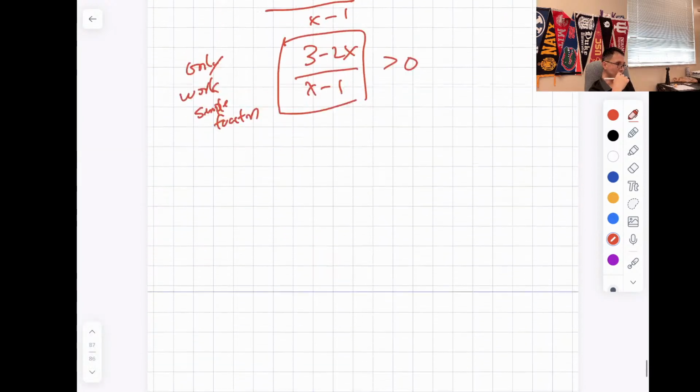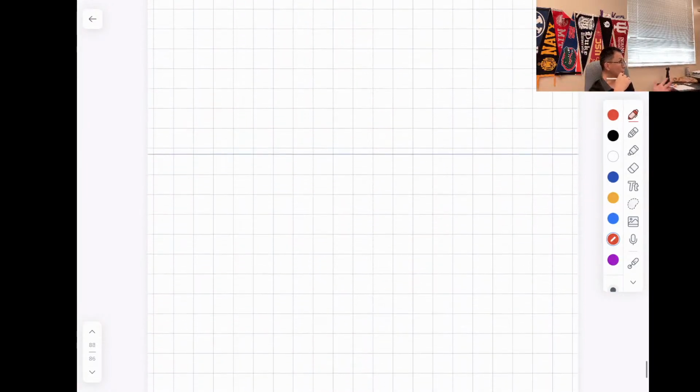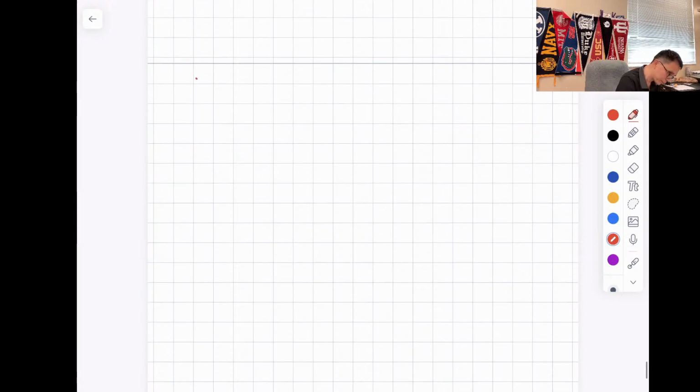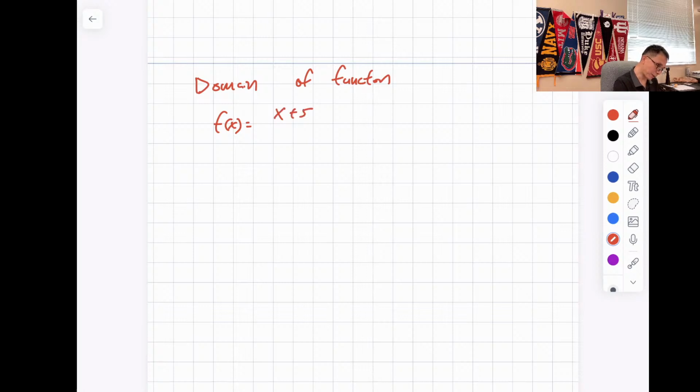Since we are here, I want to talk about domain of a function. How do you find domain of a function? For example, f of x equal to x squared minus x plus 5 over x minus 3. Actually, sorry, x squared minus 16, like this. How do I find domain?